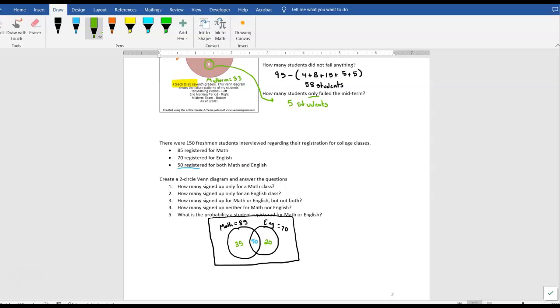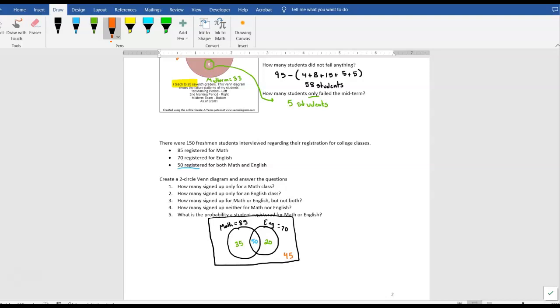So then I want to find out how many didn't register for anything. So we have 35 plus 50 plus 20 is going to leave us with, what is it? 70, no, is that 75? We end up with 45 students out here. Let's see, so there's 105 in here, and 105 minus our 150 gives us our 45.